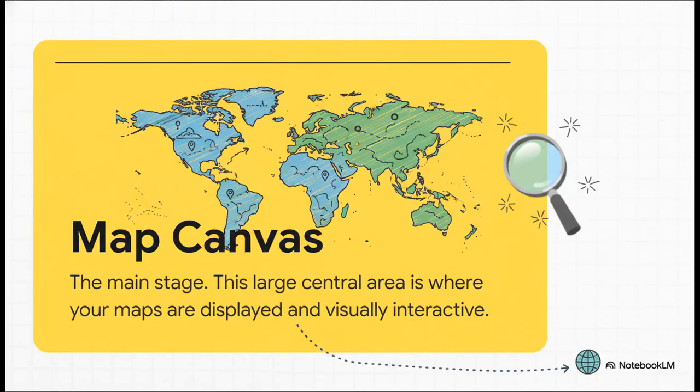And that big empty space in the middle, you can't miss it. That's the map canvas. This is the main stage. This is where your map comes to life and where you get to see and interact with all your data.